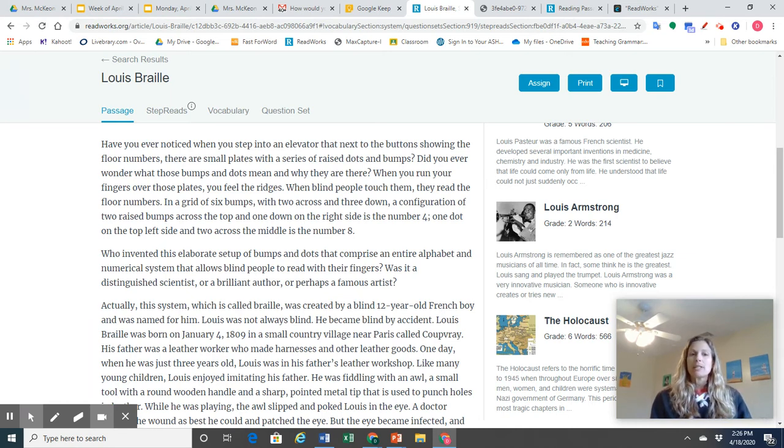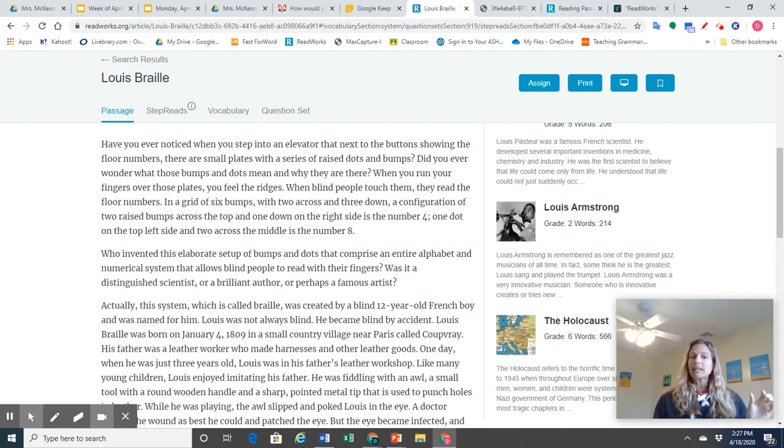Have you ever noticed when you step into an elevator that next to the buttons showing the floor numbers, there's a small plate with a series of raised dots and bumps? Did you ever wonder what those bumps and dots mean and why they are there? When you run your fingers over those plates, you feel the ridges. It's bumpy. When blind people touch them, they read the floor numbers.